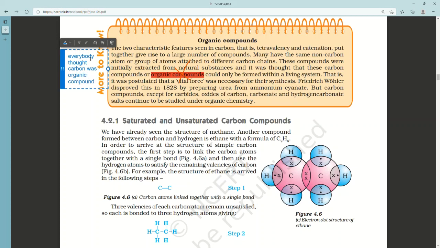Yet another compound of hydrogen and carbon has the formula C2H2 and is called ethyne. Can you draw the electron dot structure for ethyne? How many bonds are necessary between the two carbon atoms in order to satisfy their valencies? Such compounds of carbon having double or triple bonds between them are known as unsaturated carbon compounds, and they are more reactive than the saturated carbon compounds.